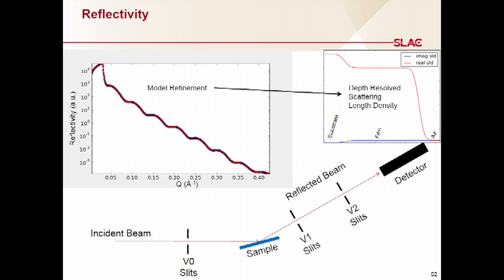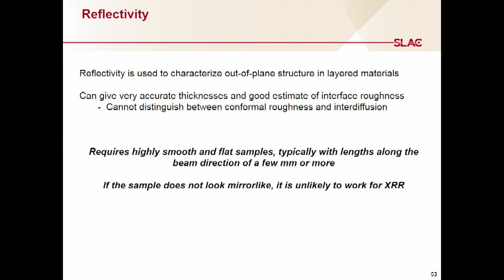And so you can fit the roughness of an interface or a surface, the density, and then of course the thickness of this. And so it's really looking at out-of-plane structure. You can get very accurate thicknesses and good estimates of roughness. It can't actually discriminate between different types of roughness.